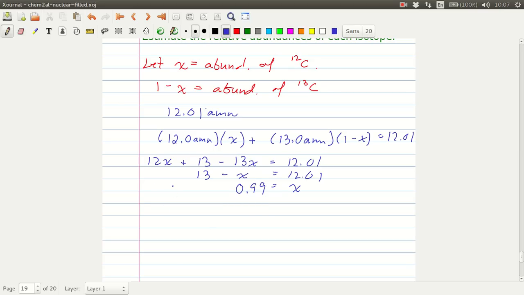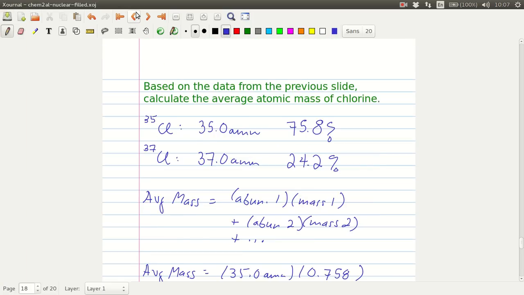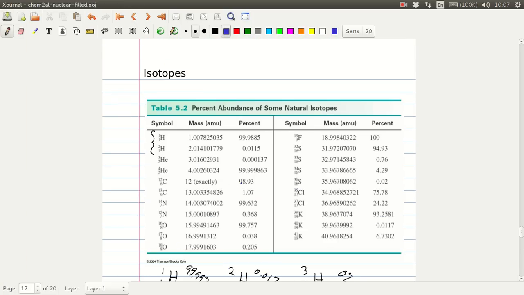So that means the abundance of carbon-12 is 99%, and the abundance of carbon-13 is 1%. And that is what you see when you look at the data. If you go back to the table that I showed you, carbon-12 is about 99%, carbon-13 right about 1%. And that is how we get the average atomic mass of elements in the periodic table.